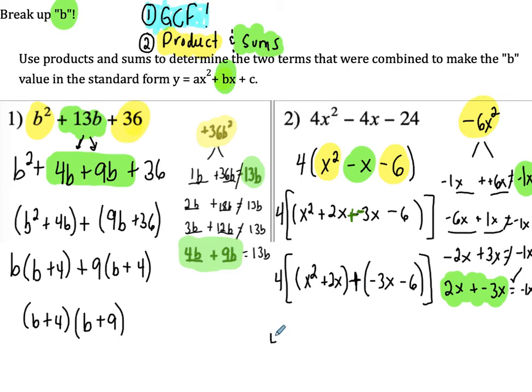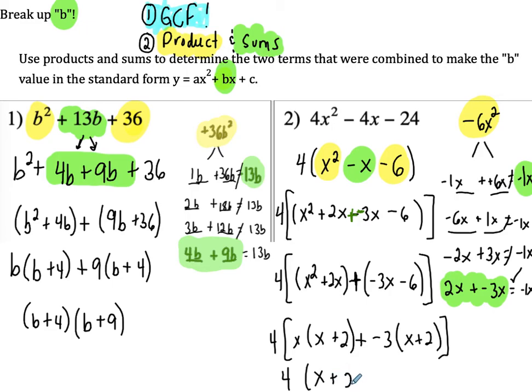Okay, so now I'm going to see what these first two terms have in common, and they have an x in common, so that leaves me with x plus 2 inside those parentheses. And then looking at the second parentheses, I've got negative 3 in common, which leaves me with x plus 2. And so now my common binomial is x plus 2, and the remaining part is x plus negative 3, or x minus 3. And so there we have the factored form of 4x squared minus 4x minus 24.